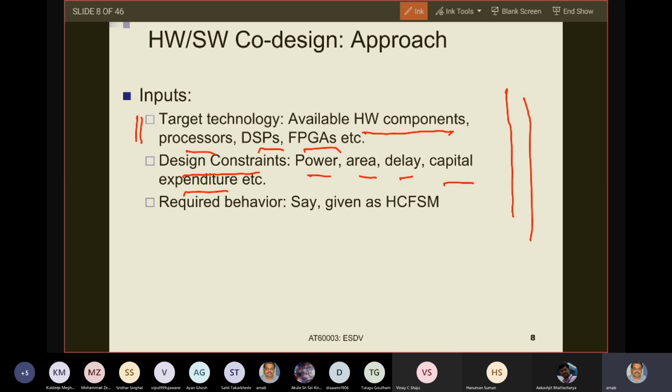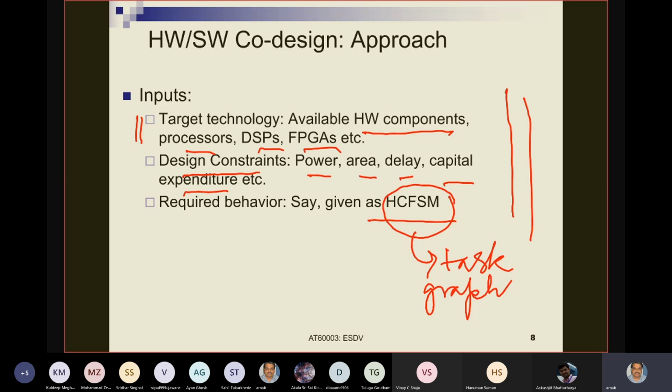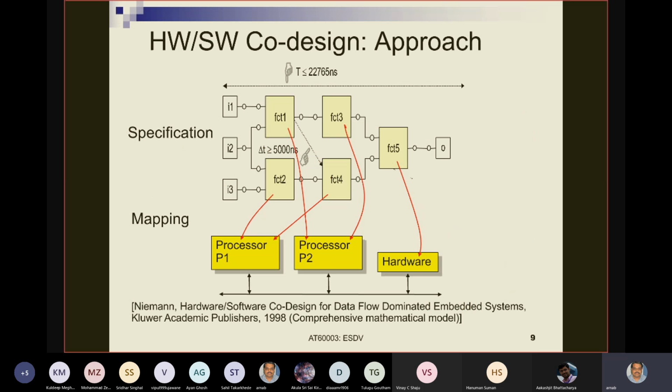So depending on your design constraints related to performance in terms of power, area, delay, and let us say constraints with respect to capital expenditure, these will be taken as input. And finally you will have the input specification given say as a hierarchical and concurrent finite state machine, HCFSM, so that this model, which we obtain here, is the task graph. So this is what your inputs are. Given these inputs, you do a hardware software co-design.